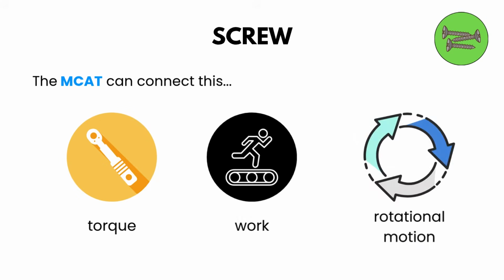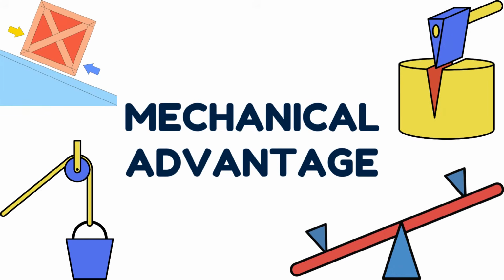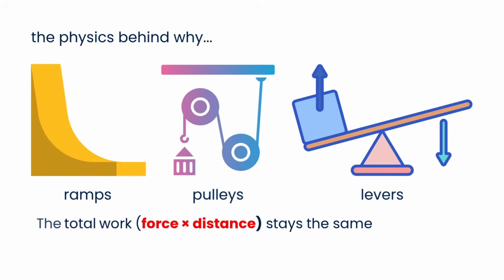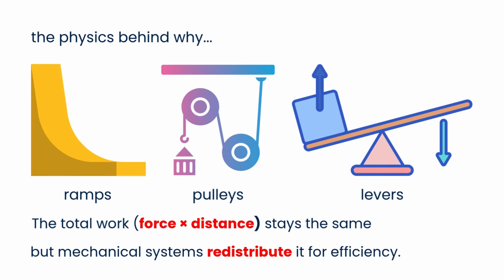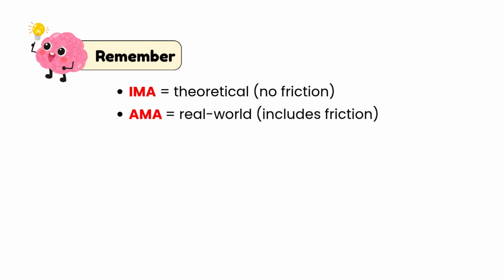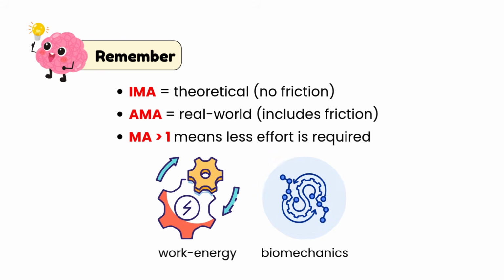Mechanical advantage is all about trading distance for force, the physics behind why ramps, pulleys, and levers make tasks easier. The total work, force times distance, stays the same, but mechanical systems redistribute it for efficiency. For the MCAT, remember, IMA equals theoretical, no friction. AMA equals real world, includes friction. And MA greater than 1 means less effort is required. This concept often shows up in work energy or biomechanics passages, so understanding the logic behind it is key to scoring high.